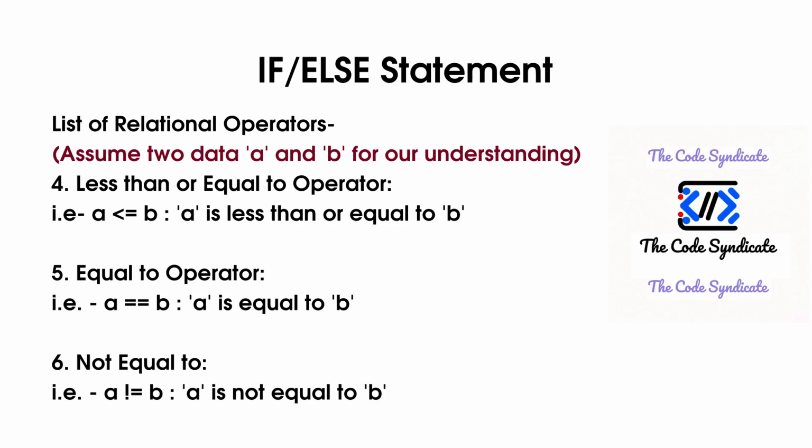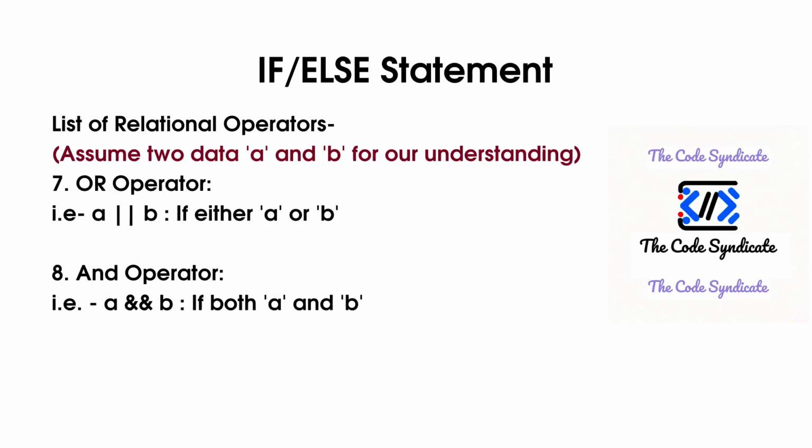Number five, equal to. That is, A is equal to B. Number six, not equal to. That is, A is not equal to B. Number seven, or. That is, if either A or B. Number eight, AND operator. That is, if both A and B.